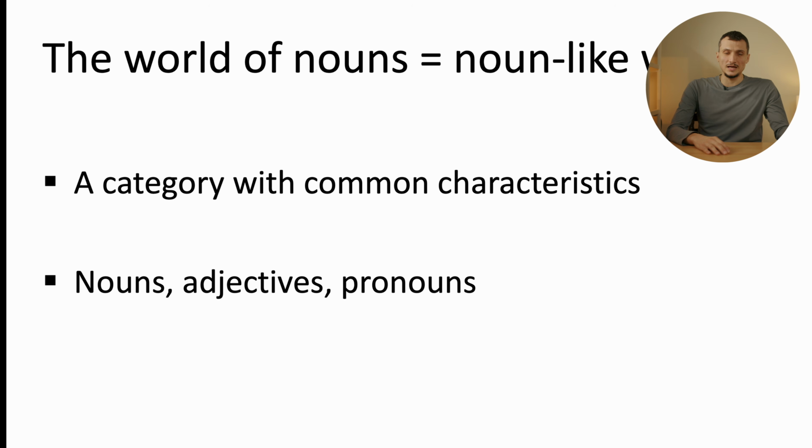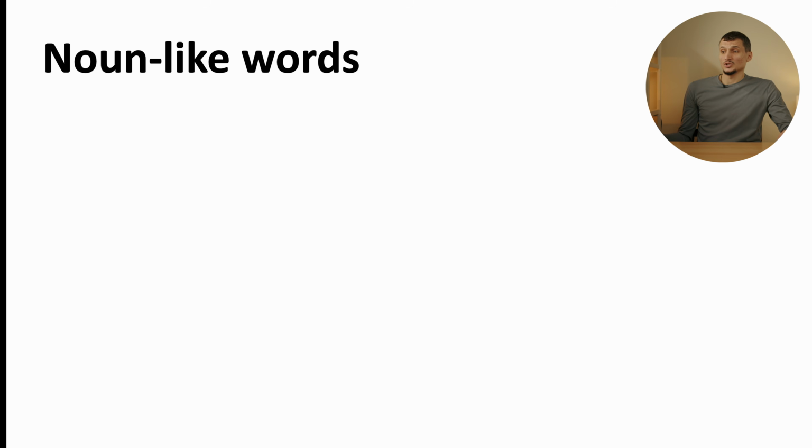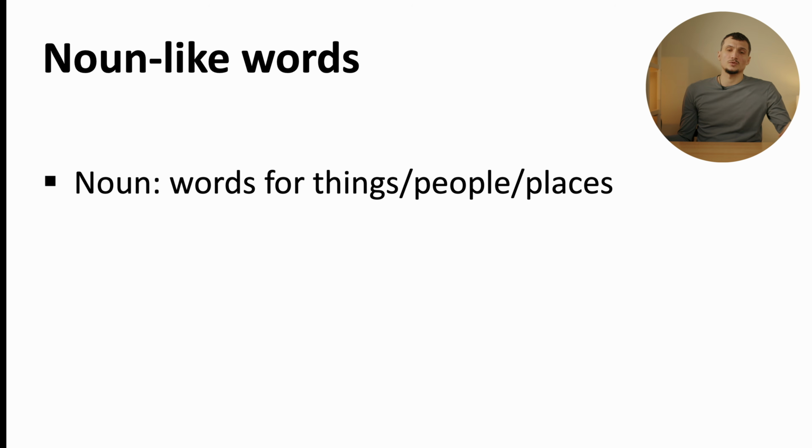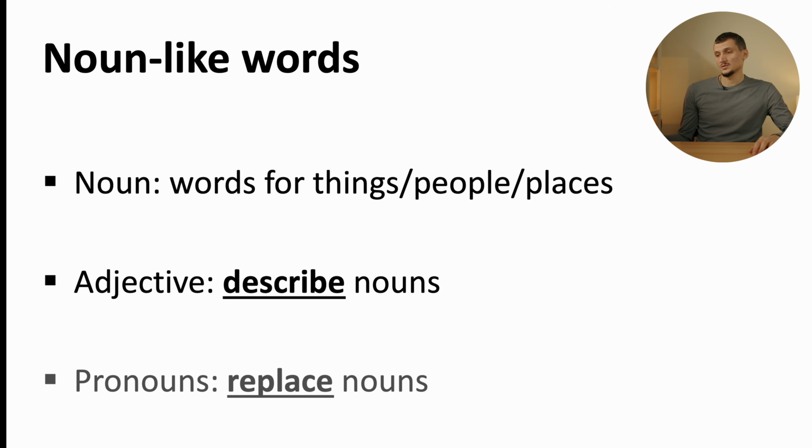And we'll get to what adjectives and pronouns are in a moment. And basically, noun-like means similar to nouns. So noun-like words are nouns, actual nouns, and words that are similar to nouns. And those are adjectives and pronouns. And we'll see right away how they are similar. So noun-like words, like we said, nouns are words for things, people, and places. Now, adjectives, the shortest way to explain an adjective is it's a word that describes a noun, and pronouns, rather than describing nouns, can replace nouns altogether.